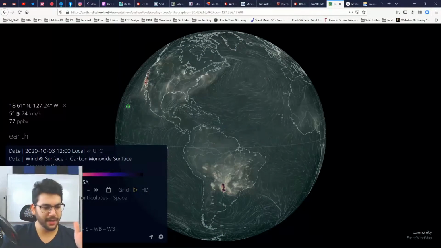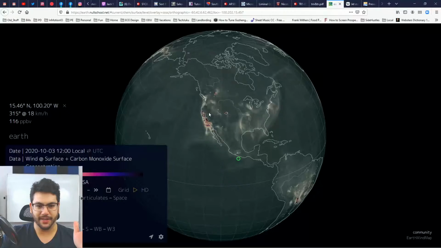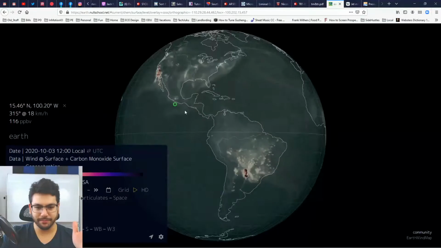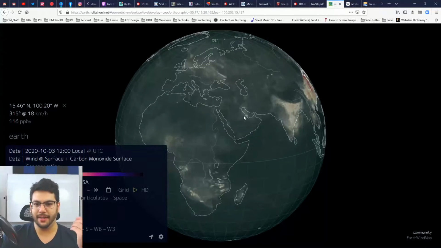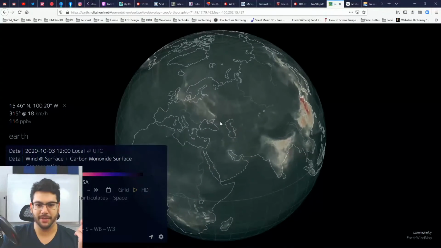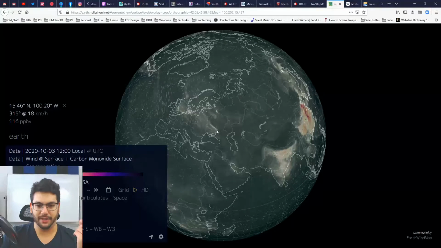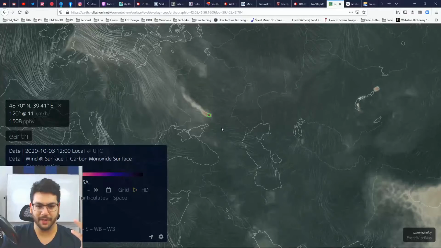So here it is. This is carbon monoxide. And this is the surface concentration of carbon monoxide. As you can see, California is a big problem. There's areas down in the Amazon as well. You're going to see less. You're going to see other countries that don't have tight restrictions on carbon monoxide production also having an issue with this. So whatever this is right here, this is a big producer of carbon monoxide.